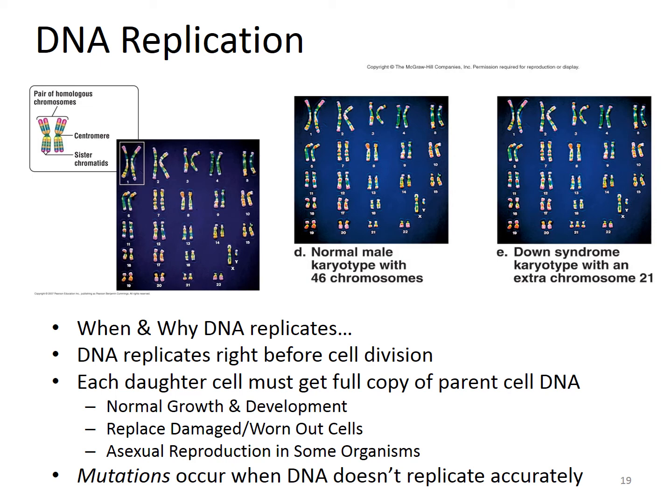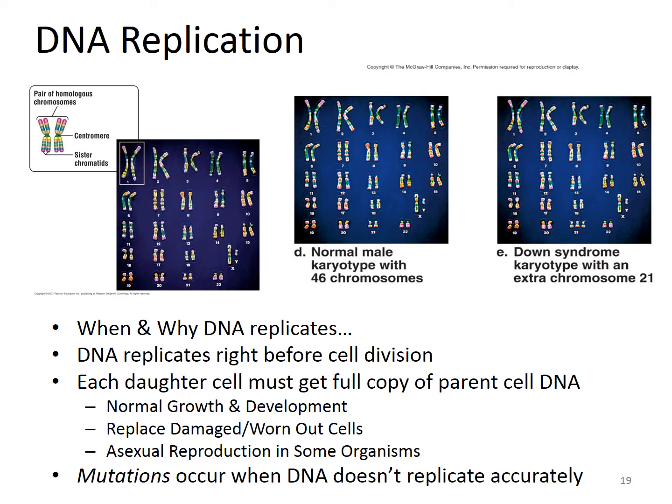And then why? One reason is normal growth and development. We all start out as a single cell, the zygote, after the fusion of the gametes, the sperm and the egg. And to go from that one cell to two cells to four cells to eight cells to this incredible organism that's made up of trillions of specialized cells, we have to go through this process of DNA replication and cell division. Your cells don't last forever, and so we have to replace damaged and worn out cells. And this is an ongoing process.